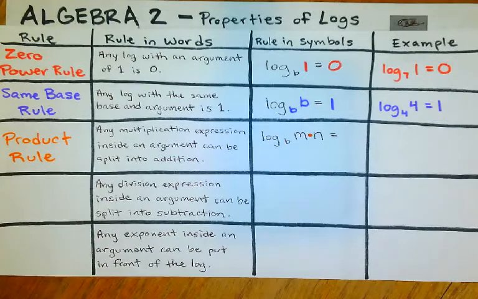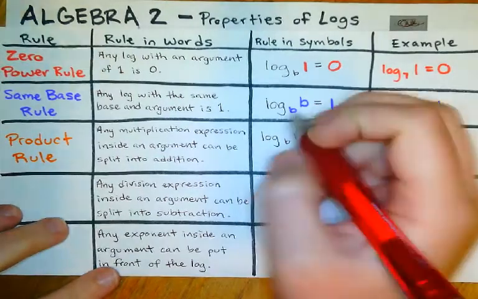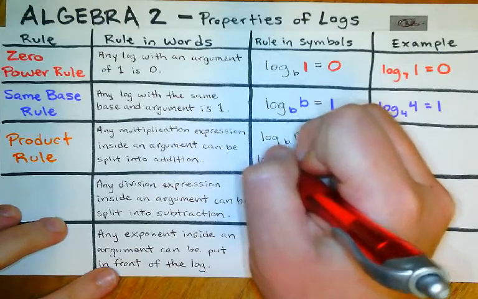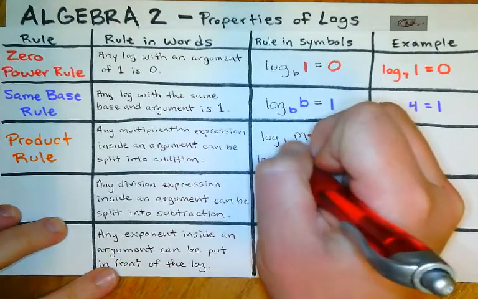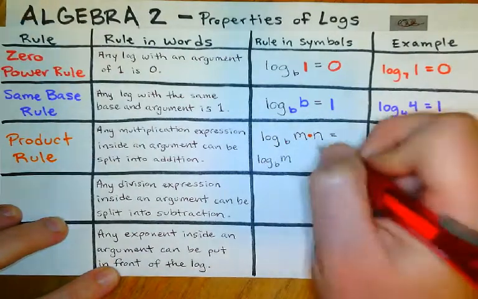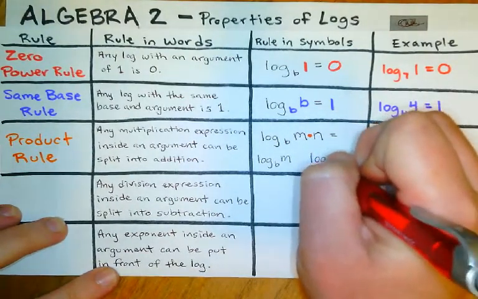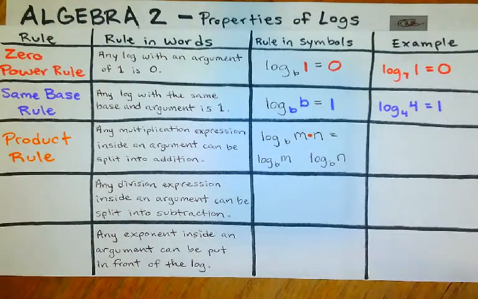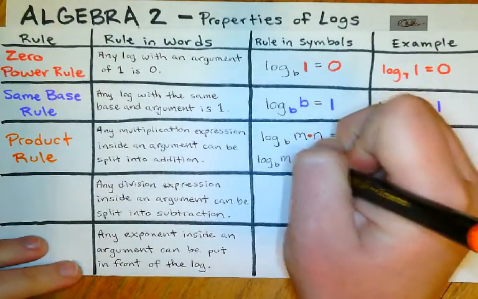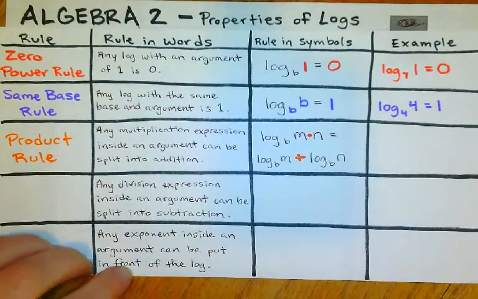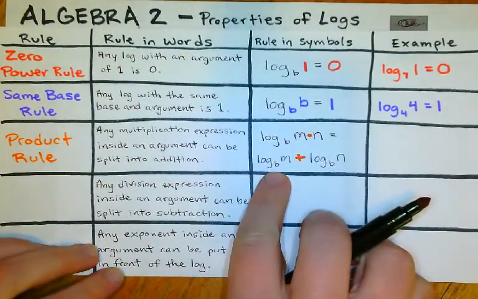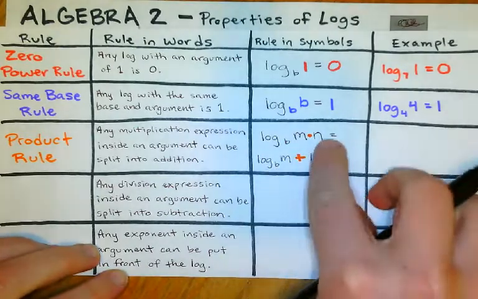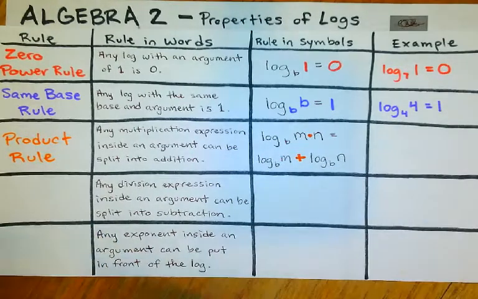So what we can do is split this into an addition problem. I can just split it and say log base b of m and log base b of n, and change that multiplication sign to an addition sign. So you'll see my log and the base didn't change. My arguments still stayed the same, but I separated them using an addition sign.